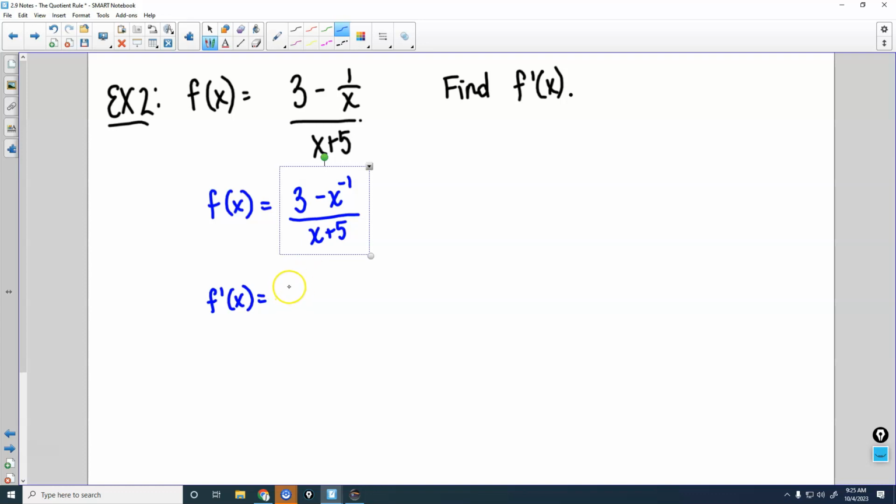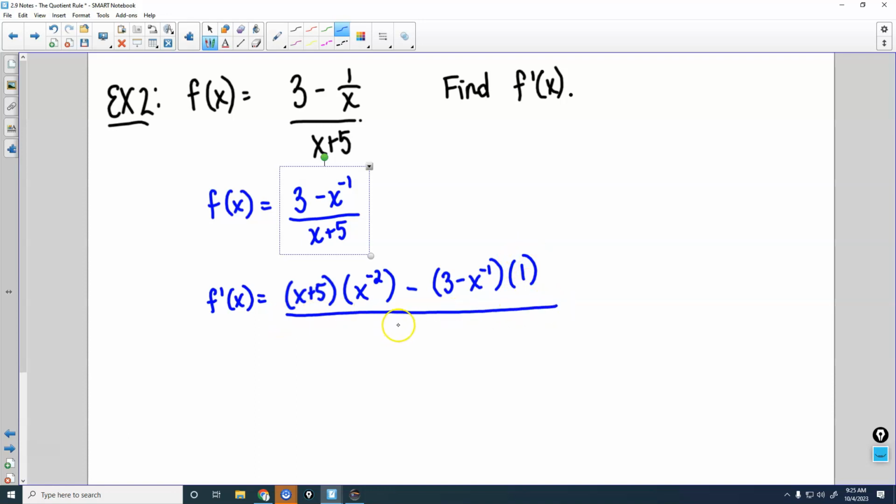So we got low, x plus 5, times the derivative of the high. So that is going to be, what will we get? It's 1 times x to the negative 2, because negative 1 times negative 1 will give us positive 1, and then we subtract 1 from our exponent. Minus high, 3 minus x to the negative 1, times the derivative of the low. What is that? It's just 1. Don't even have to write that if I don't want to. And then I've got the denominator squared.